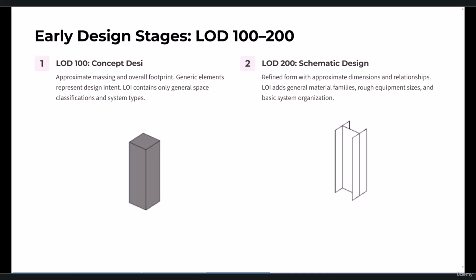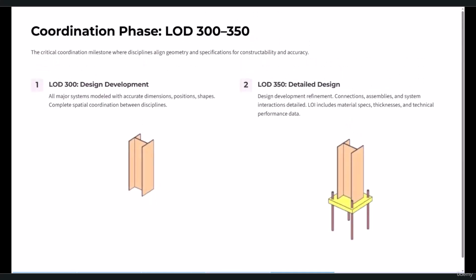So in LOD 300, or design development, the model will be more accurate about geometry. The real dimensions of the elements, the places, the openings, and connections will be clear. This level will be used for coordination among the teams. So LOI at this level will include some construction data like, for example, thicknesses, materials, or weight.